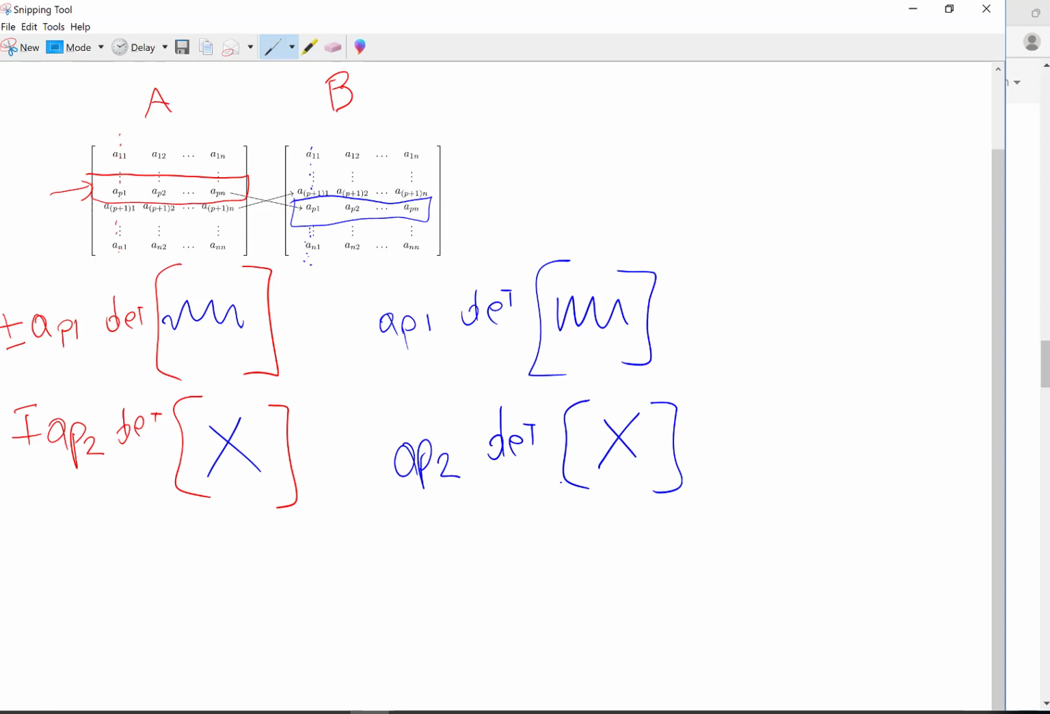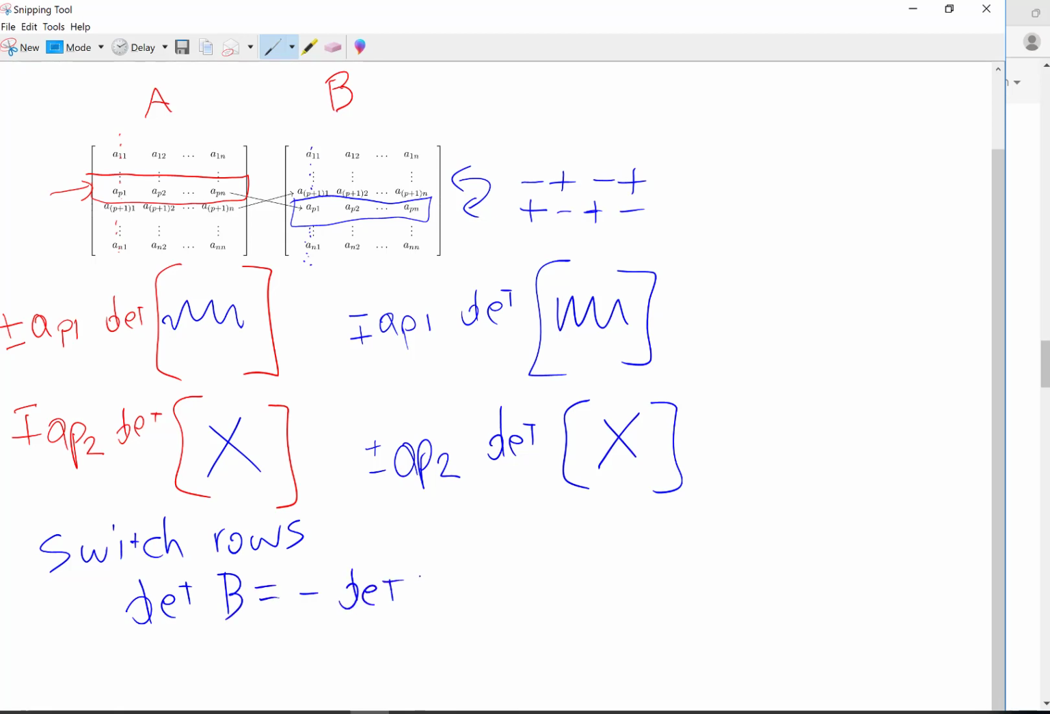The difference is that switching the rows, because of the checkerboard pattern, say it was minus plus in the first row, when you switch it, it becomes plus minus. And so you're changing every one of the coefficients. The AP1 that used to be plus or minus is now minus or plus. The AP2 that used to be minus or plus is now plus or minus. And so this gives you some indication of why, when we switch rows, the determinant of B will be the opposite of the determinant of A.